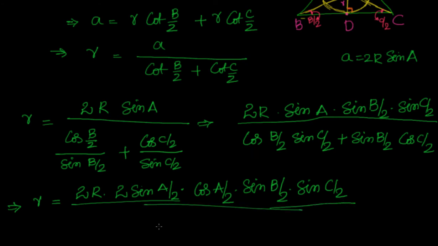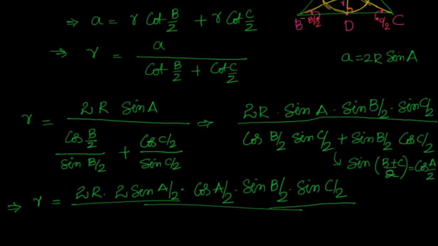what I have here, cos of B plus... sin of B plus C by 2. You have to pardon me for that. Sin of B plus C by 2 is nothing but equal to cos of A by 2. Are you okay with that? Sin of B plus C by 2.